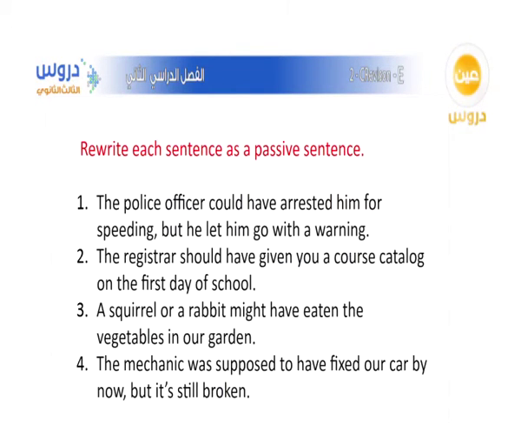The police officer could have arrested him for speeding, but he let him go with a warning. Can you spot the object? The police officer is the subject in our sentence. The object is... we don't know who he is. We know that he is the one who has broken the law by speeding, by driving his car fast.